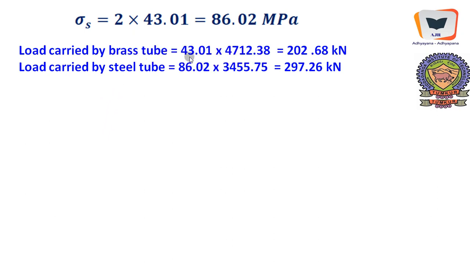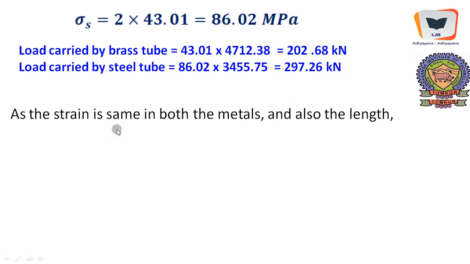Load carried by brass tube equals 43.01 into its own area. This is the stress into area. We will get 202.68, and load carried by steel tube equals 86.02 into its own area of cross section. A little consideration will show that when you add them together, you will get 500 kilonewton that is being applied over the system.